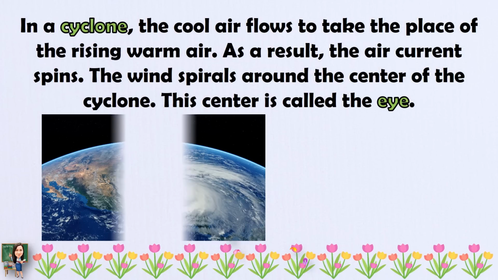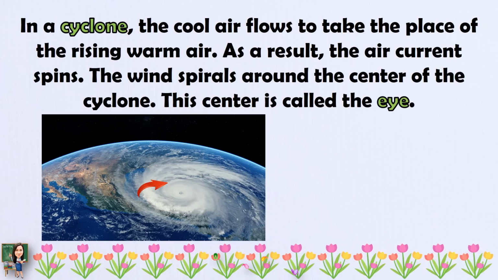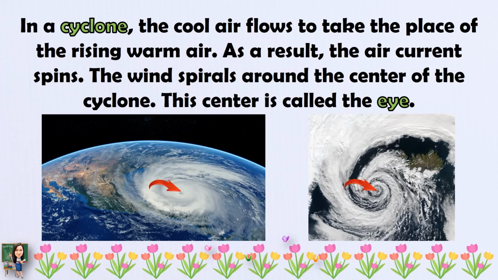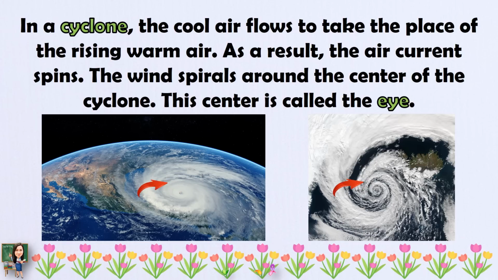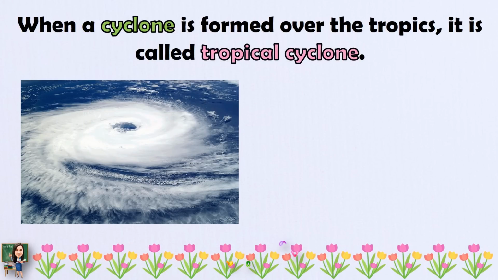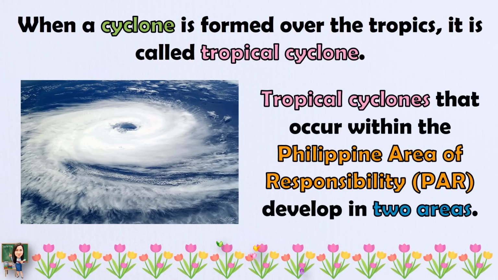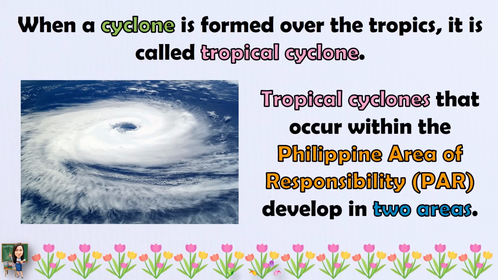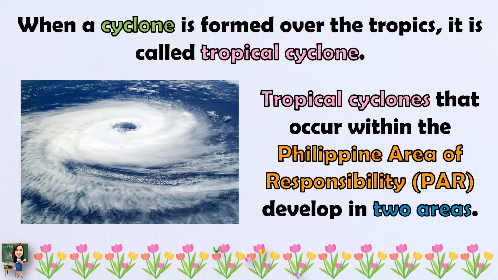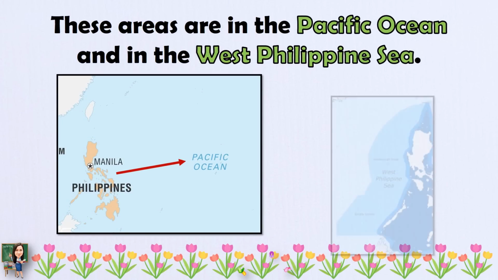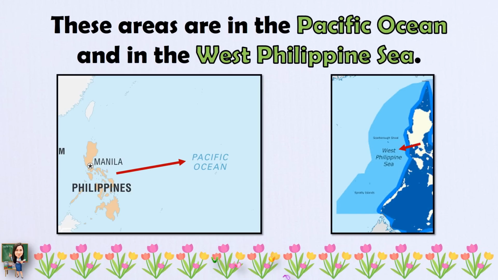In a cyclone, the cool air flows to take the place of the rising warm air. As a result, the air current spins. The wind spirals around the center of the cyclone. This center is called the eye. When a cyclone is formed over the tropics, it is called a tropical cyclone. Tropical cyclones that occur within the Philippine Area of Responsibility or PAR develop in two areas. These areas are in the Pacific Ocean and in the West Philippine Sea.